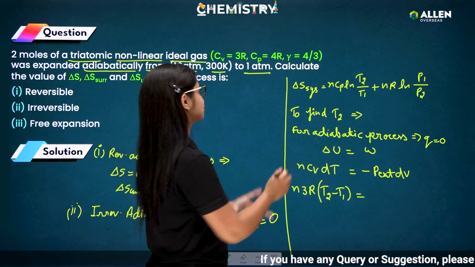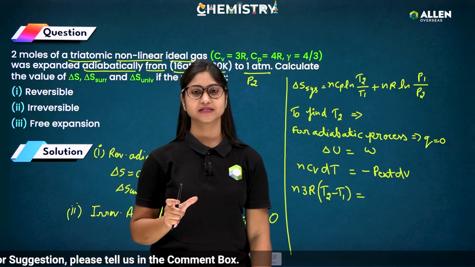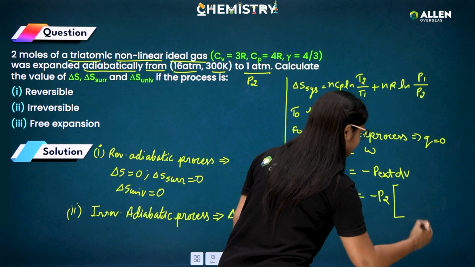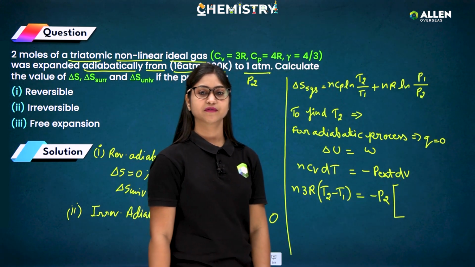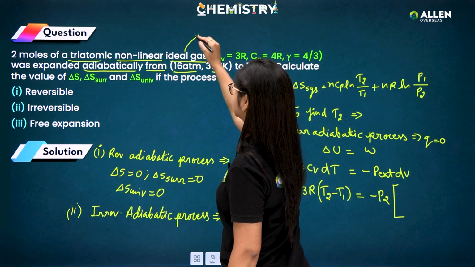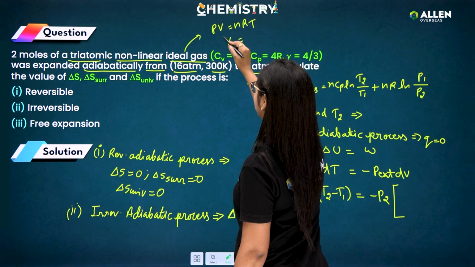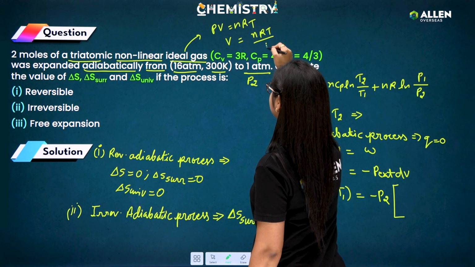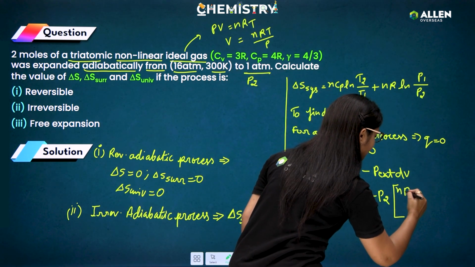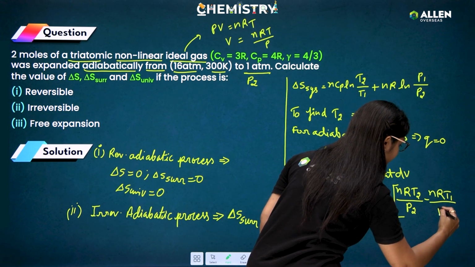P external is not given. When P external is not given, the final pressure P2 can be considered as P external. So in place of P external, we can write P2. Now this dV will be V2 minus V1, but the initial and final volumes are not given in the question. Then what can we do? This is an ideal gas, so we can use the ideal gas equation PV equal to nRT and replace the volume by nRT by P. So in place of V2 minus V1, I can write nRT2 divided by P2 minus nRT1 divided by P1.